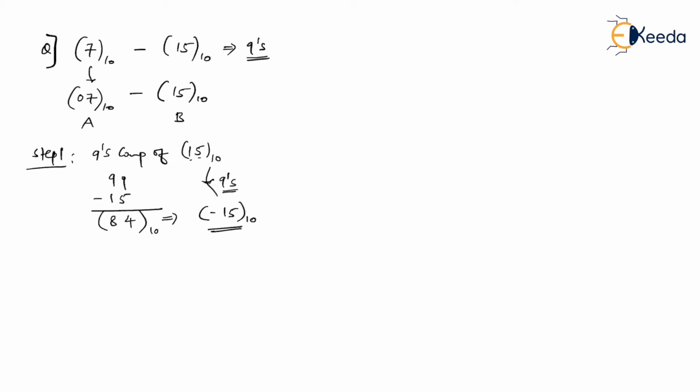Since the 9's complement of B is ready, step number 2 is very simple. Add A with 9's complement of B. Let's add A. What is A? A is 07. Let's add with 9's complement of B, which is nothing but 84 to the base 10. So 7 plus 4 is what? It is 11. The carry is 1. 8 plus 1 is what? 9. But can't you see there is no carry?